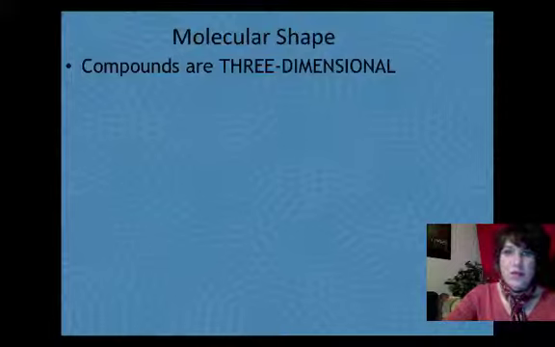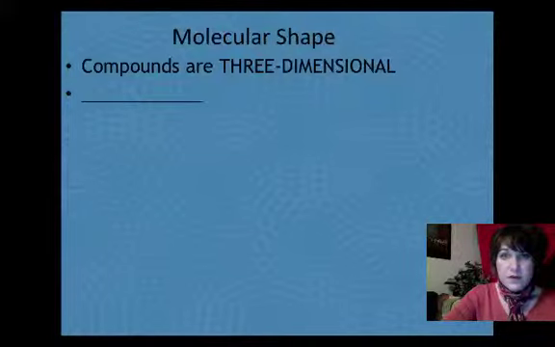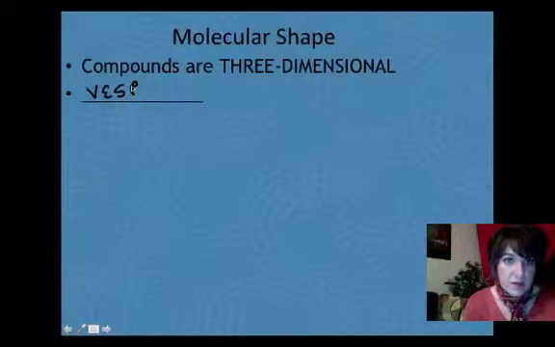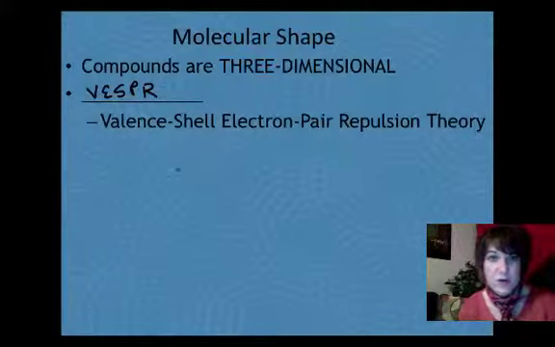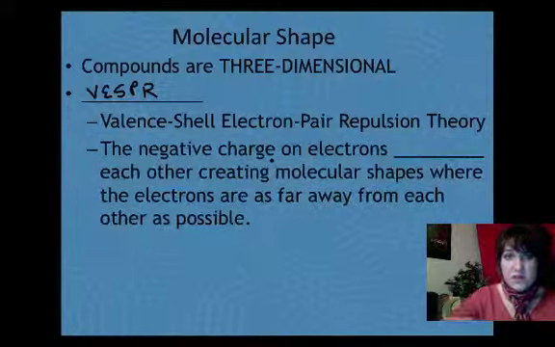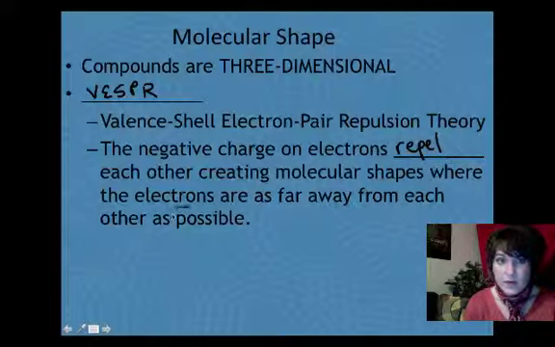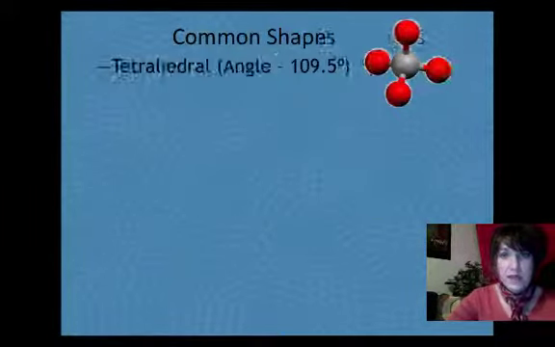So now let's talk about molecular shape. It's important to understand that compounds are 3-dimensional, right? So we are doing the best that we can to draw them, but we can't draw 3-dimensional things on our paper. So I need you to know about VSEPR theory. It's the valence shell electron pair repulsion theory. This guides the shape of all molecules. Essentially, it says that the negative charges on electrons repel each other, creating molecular shapes where electrons get as far away from each other as possible. That's no surprise, right? That's the reason they lower their energy in the d and f orbitals.